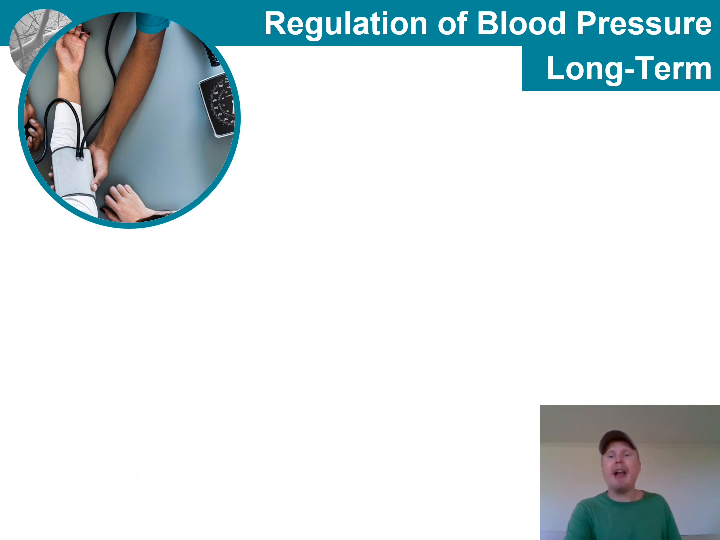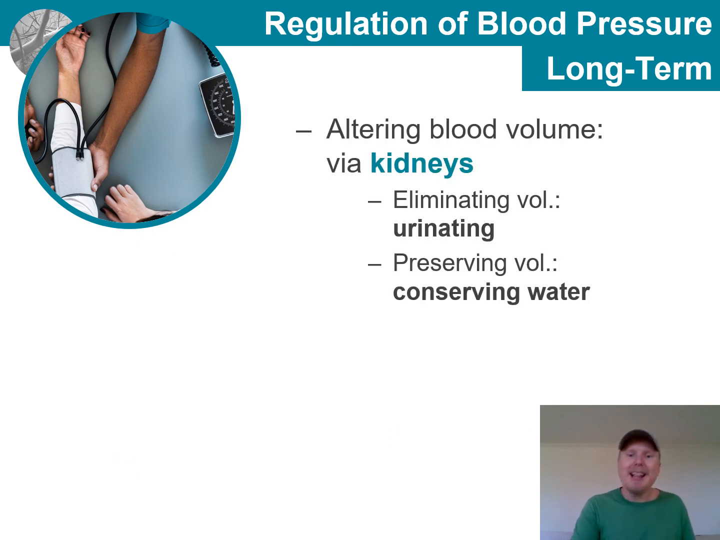Let's have a look at the long-term regulation. This happens largely through the kidneys and by changing the blood volume. This in turn will have an effect on the blood pressure. So the two things that we might wish to do: if there is too high blood pressure due to too much volume, we might rectify this by eliminating some, by getting rid of it through peeing. Or if there is too low blood pressure resulting from low blood volume, we could start to conserve water in our body in order to maintain the volume and through that, the blood pressure.